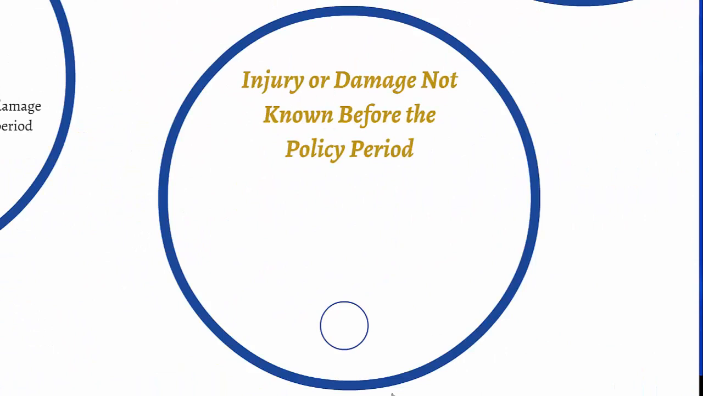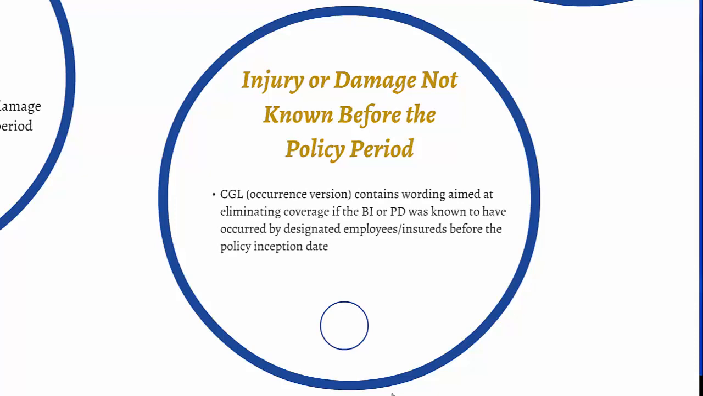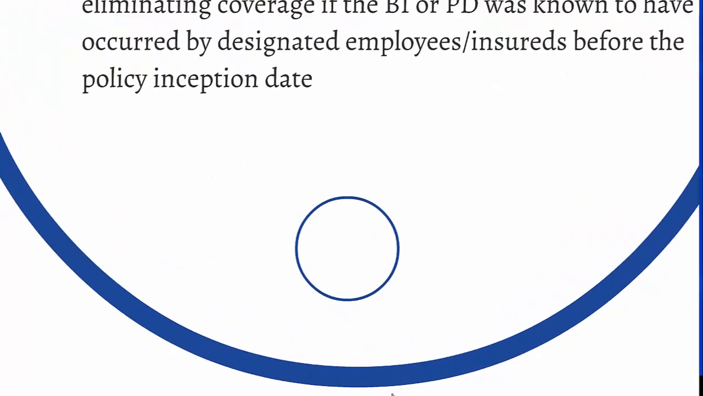Now let's discuss injury or damage not known before the policy period. The CGL occurrence version contains wording aimed at eliminating coverage if the bodily injury or property damage was known to have occurred by designated employees or insureds before the policy inception date.